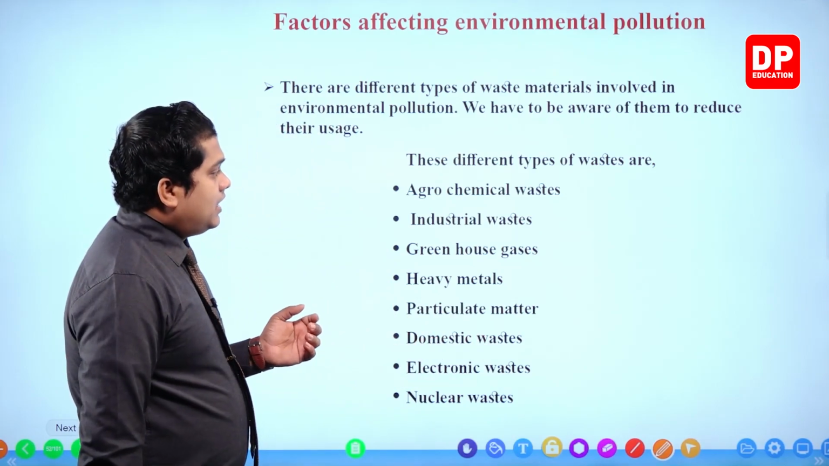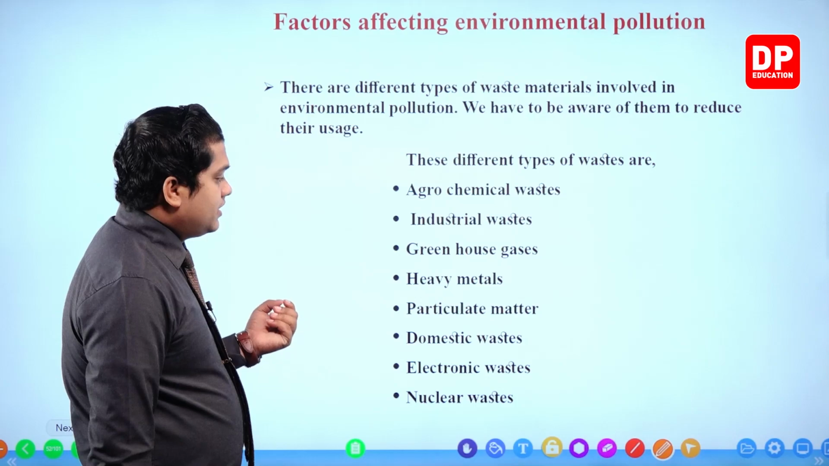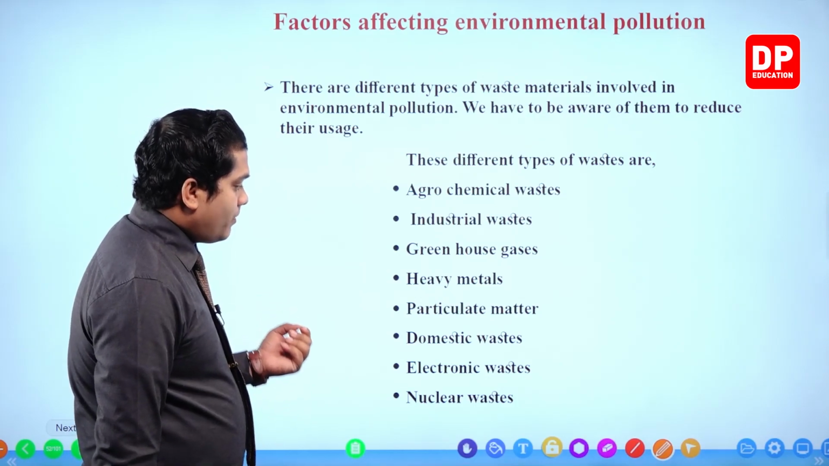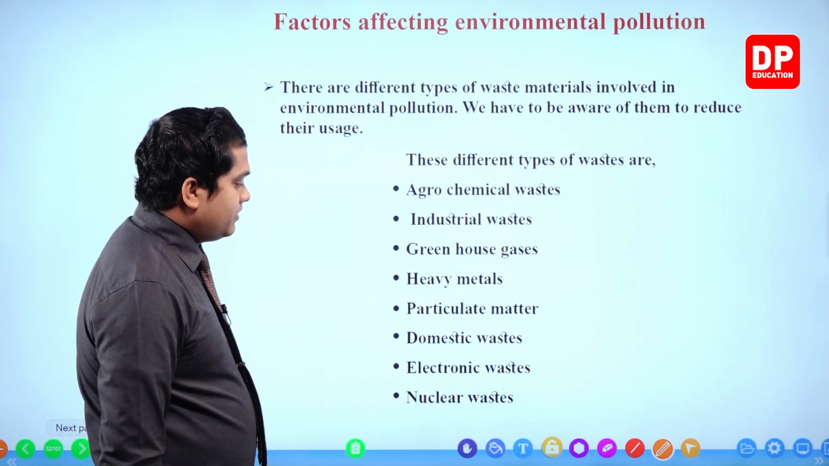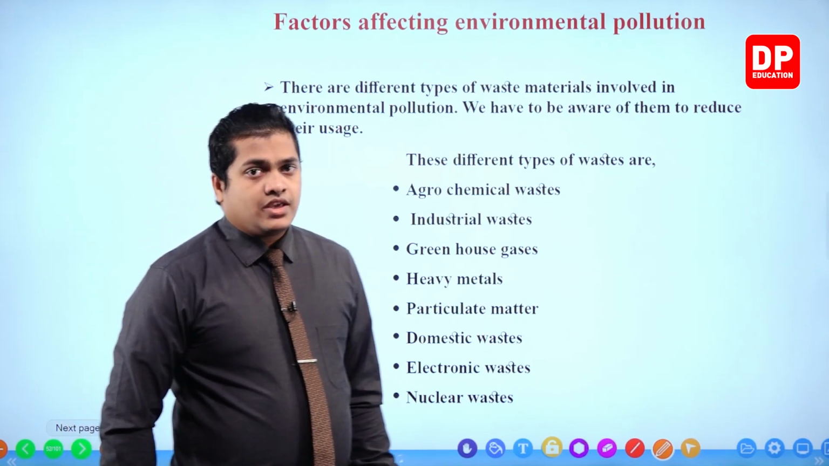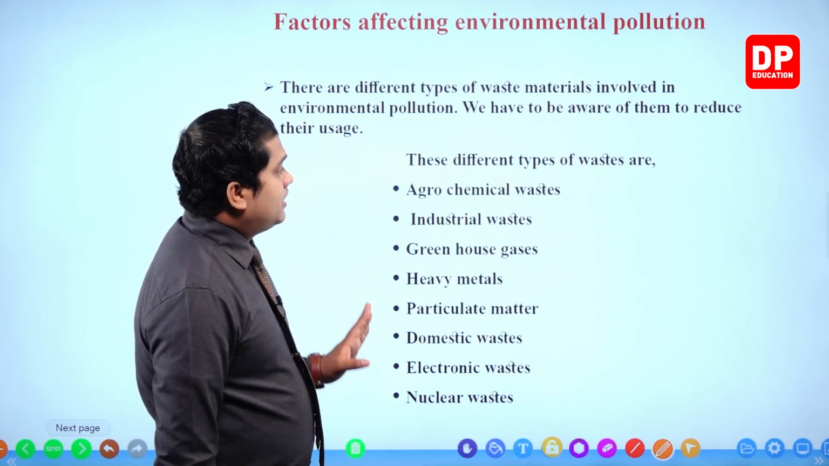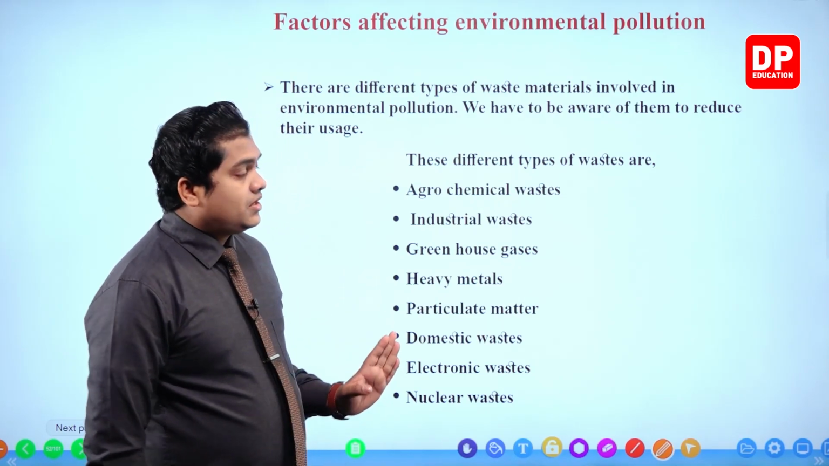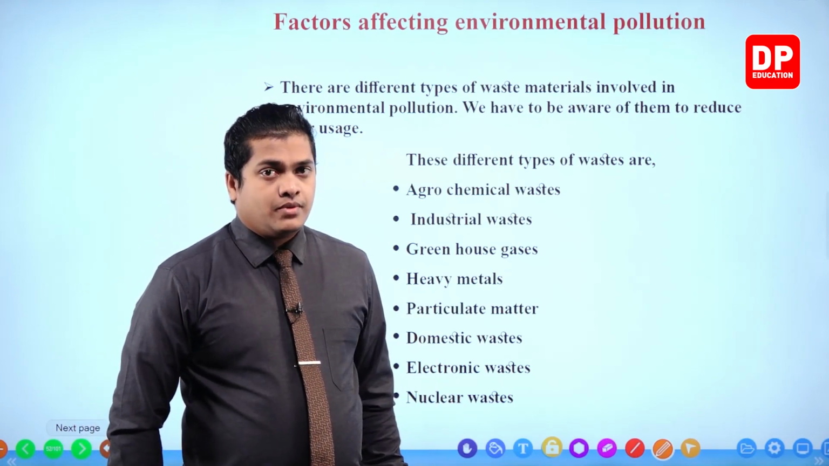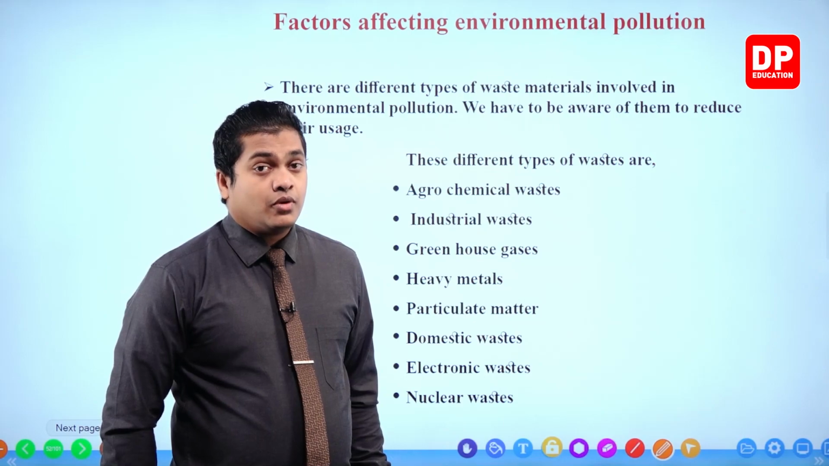Other than that, there are agrochemicals, industrial waste, heavy metals, particulate matter, domestic waste, electronic waste and nuclear waste, right? Most of these things are being added to the environment by the human population. So these are the main types of chemicals and waste substances that we are about to discuss under environmental pollutants.